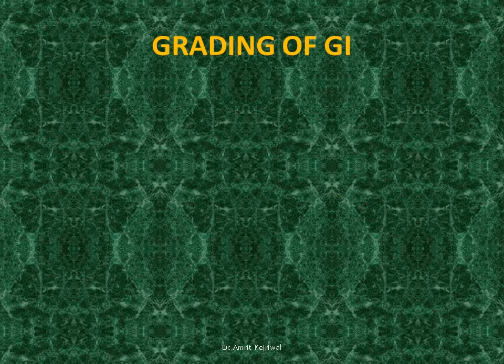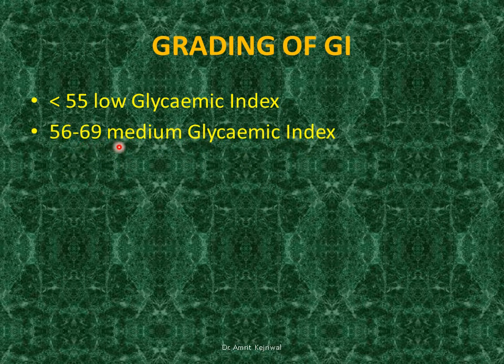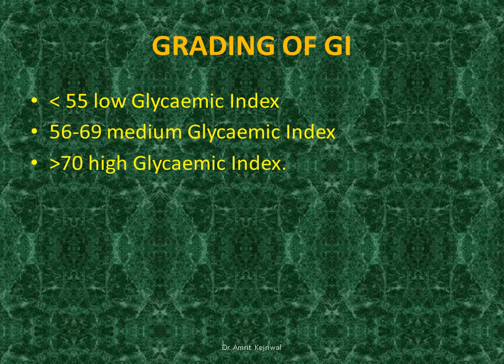Grading of glycemic index: food items having a glycemic index less than 55 are said to have a low glycemic index, 56 to 69 is medium glycemic index, and greater than 70 is a high glycemic index.